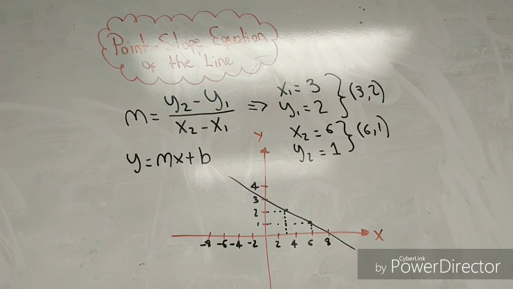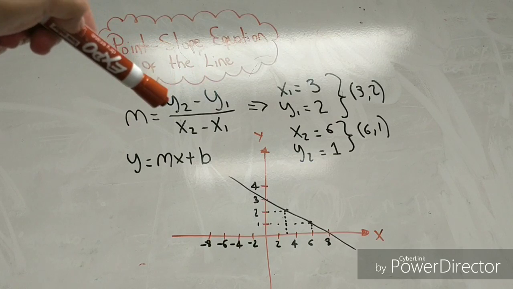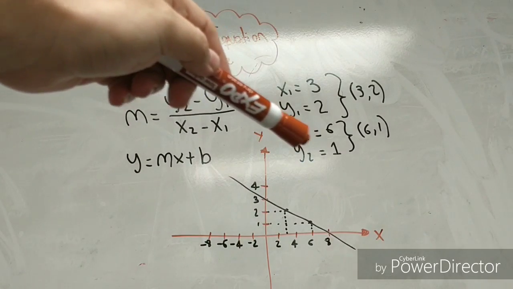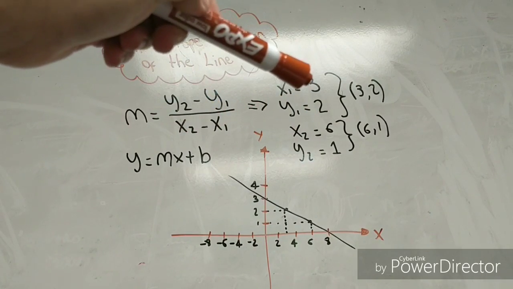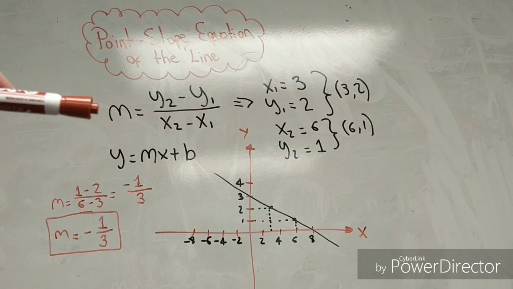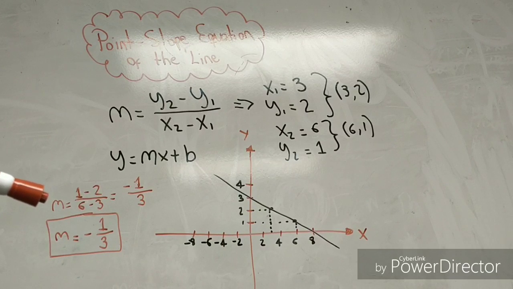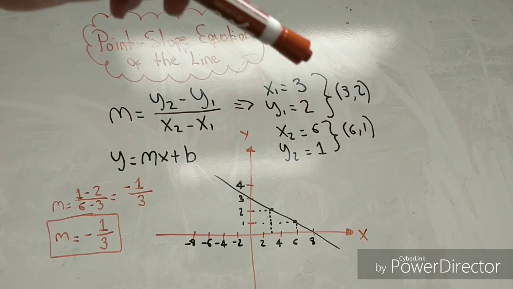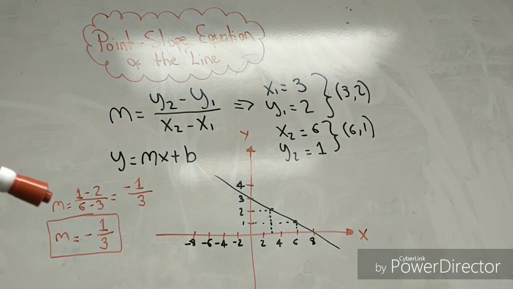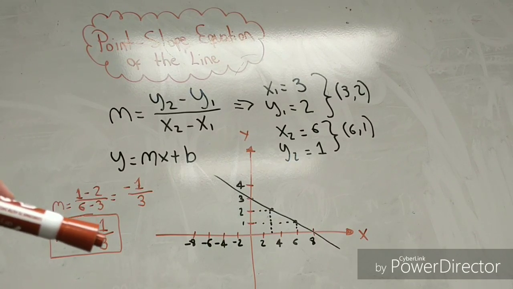So first, we're gonna calculate the slope. We're gonna use this formula. So y2 would be 1, y1 would be 2, x2 would be 6, and x1 would be 3. Using this formula, the slope m would be 1 minus 2 divided by 6 minus 3 according to the points that we were given here, right? So m, the slope, would be minus 1/3.